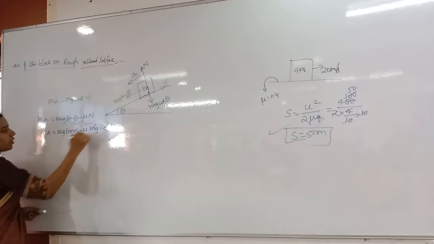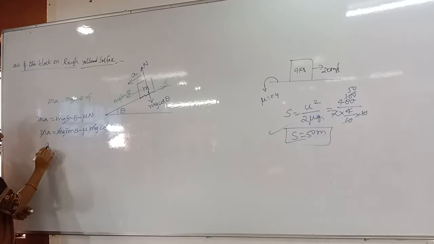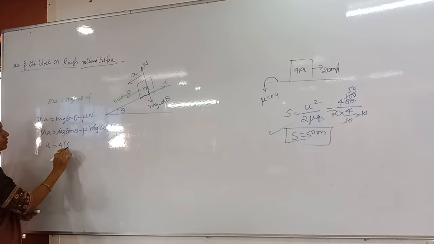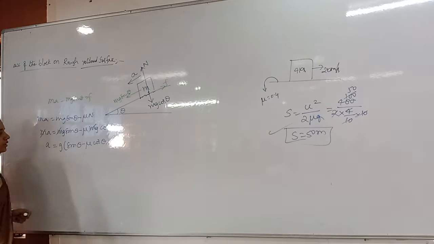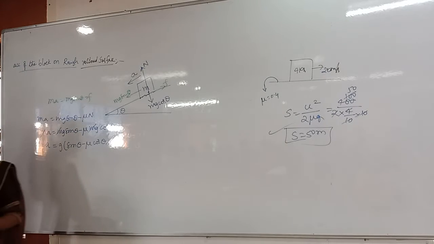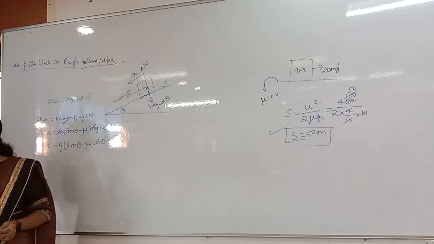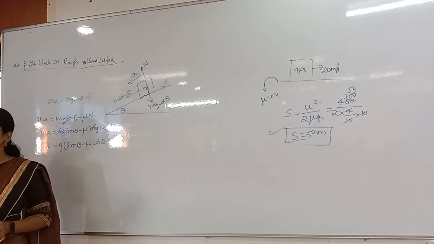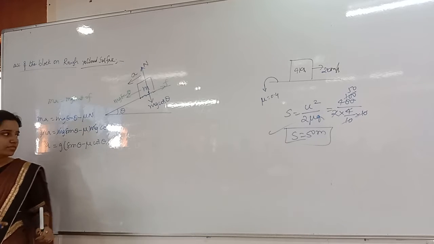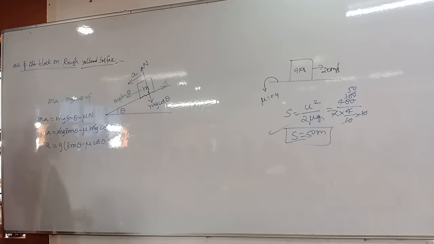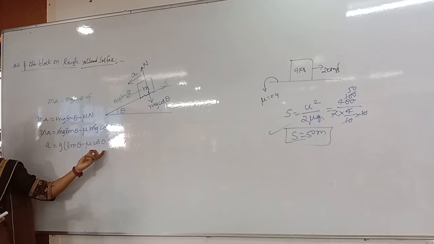Mg cos theta, m gone. Then a is equal to g into sin theta minus mu cos theta. Now I'll ask a general question. Whenever the body is sliding down on the inclined plane, is the acceleration less than g or greater than g? Check this formula. Is acceleration less than g or greater than g? Less than g. See that, g sin theta minus some value we are doing.